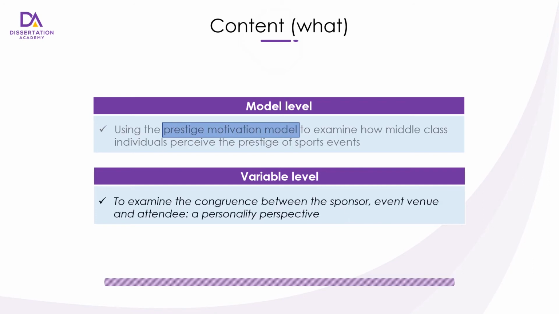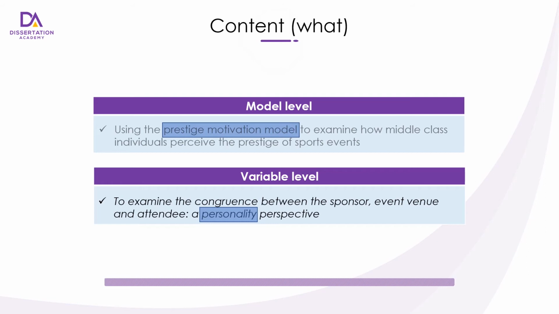Sometimes the topic is defined at the variable level. Can you identify what the content element is for this example? As a reminder, content is about the what. In this example, the variable of interest to the student was personality. The student chose not to refer to the exact personality model in the title. That is clarified inside the dissertation.